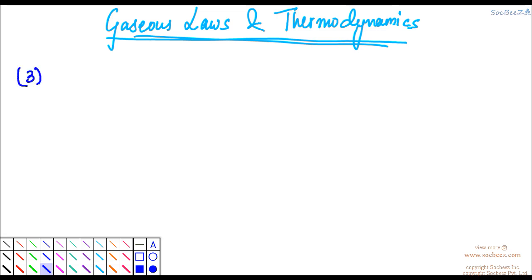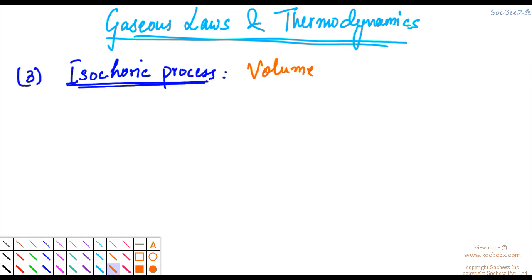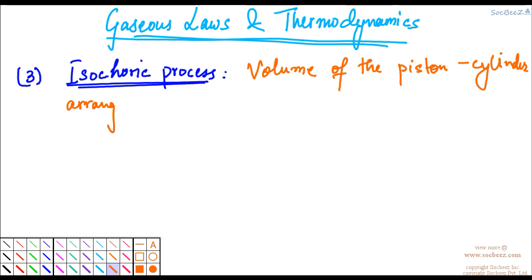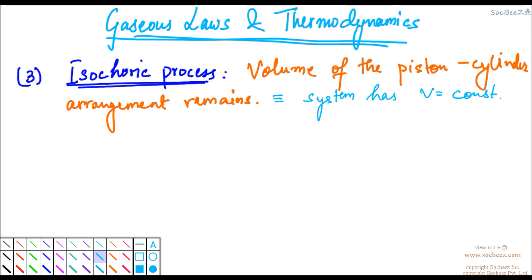So the third type of process we are dealing with today is the isochoric process. Isochoric, as you know, is nothing but the process in which the volume of the system remains the same. Volume of the piston cylinder arrangement remains the same. So basically, we mean to say that the system has volume equal to constant. And as we know, our system follows the ideal gas equation, which says that PV is equal to nRT, and if V is constant, we get P is proportional to temperature.